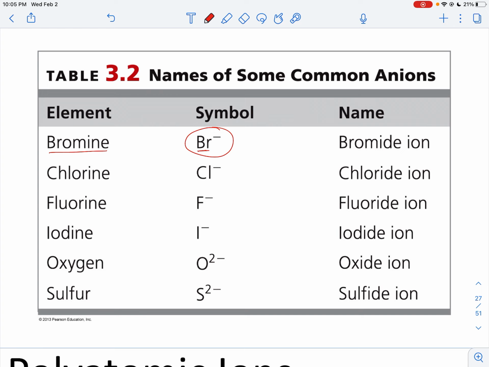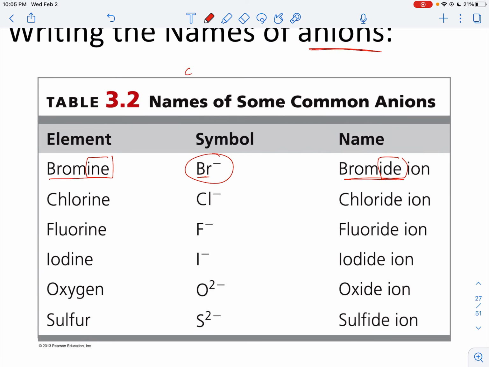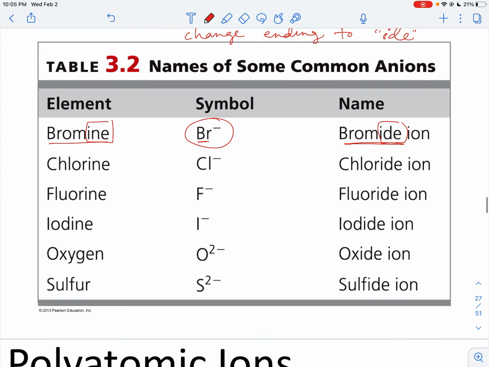And the way we name this now is we don't just call it bromine anymore. It's kind of a subtlety, but we take the name ending of INE and we change it to IDE. So instead of bromine, it's going to become bromide. So you could think of it as change the ending to IDE. So bromine becomes bromide. Same idea with chlorine. When it's an anion with a -1 charge, it becomes the chloride ion.